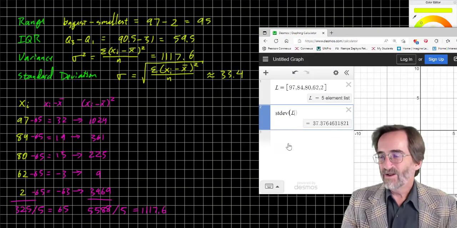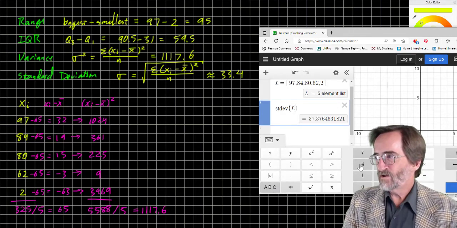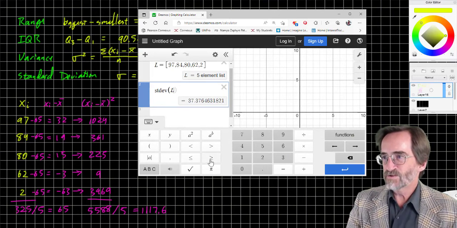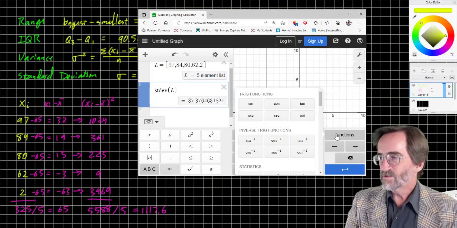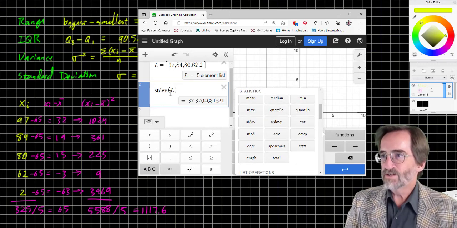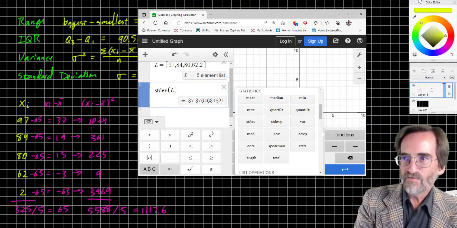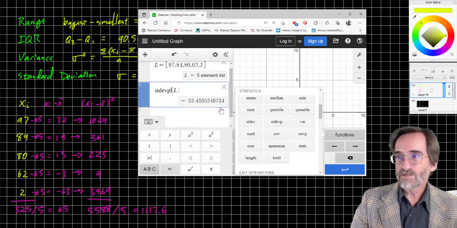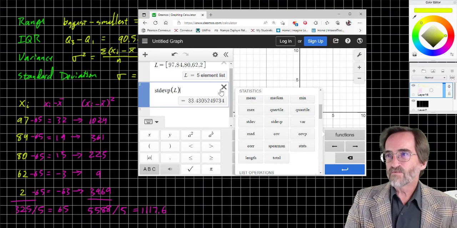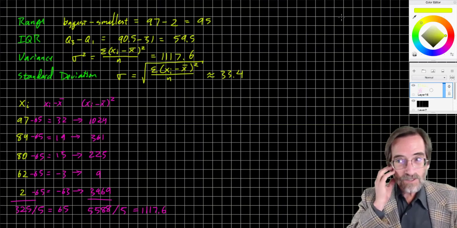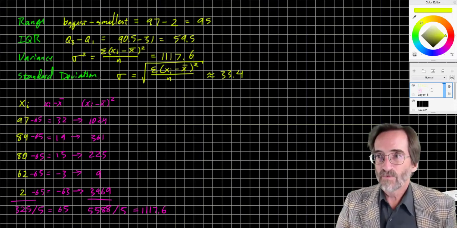Oh. All right. Now, one thing actually, is stdev the standard deviation of the sample or the population? Functions, statistics. stdevp, careful here. stdevp, there we are, 33.4. So we did it correctly. stdevp. The standard deviation you guys are finding is the standard deviation of the population. The standard deviation that many calculators give is called the standard deviation of the sample.